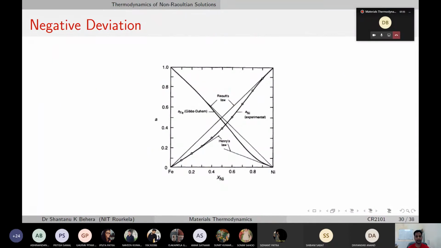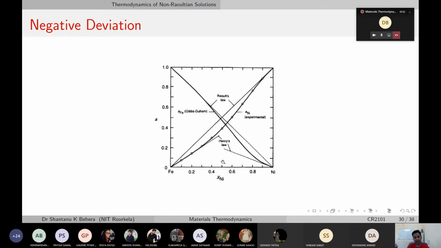And some of the examples here: you could see the iron-nickel solution diagram. That's probably at 1600 Kelvin, perhaps. Need to check, but probably it is 1600 Kelvin.